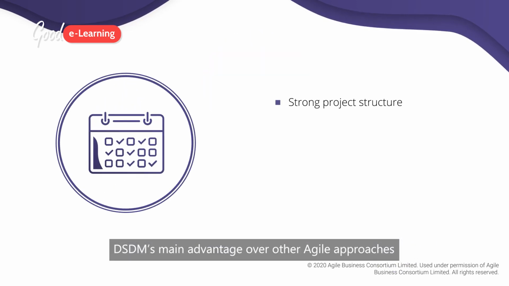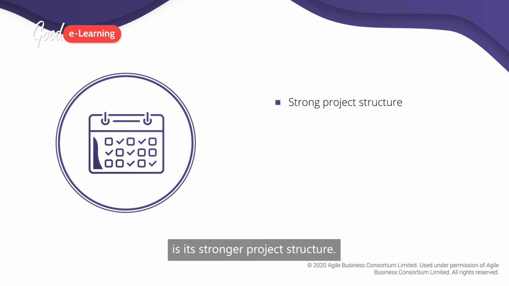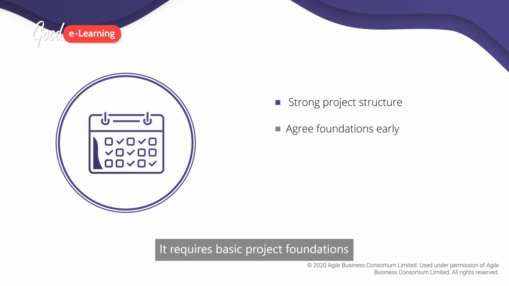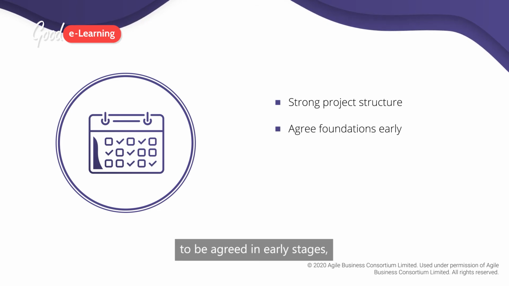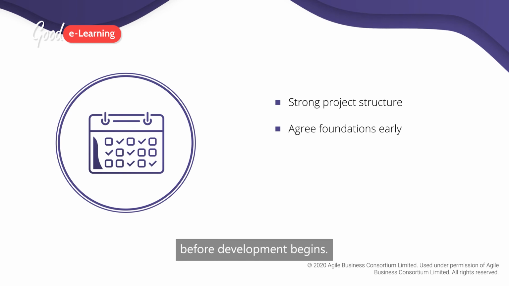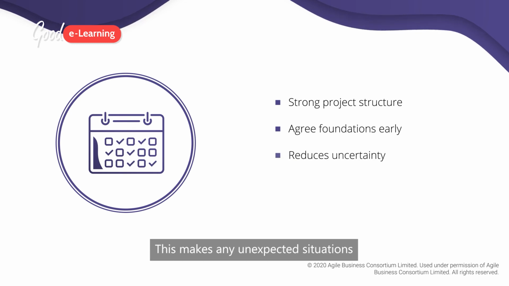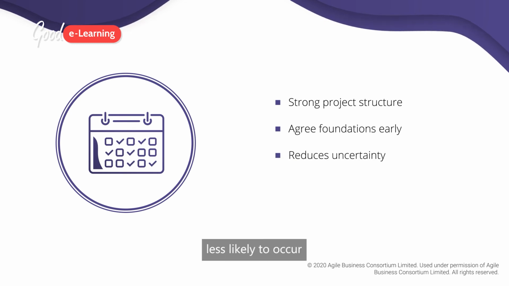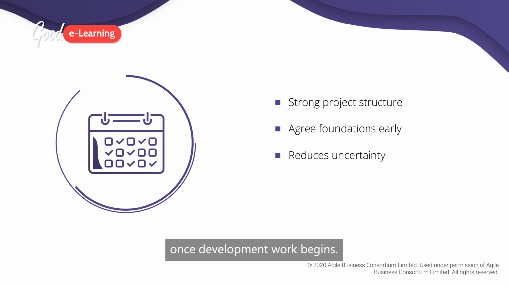DSDM's main advantage over other Agile approaches is its stronger project structure. It requires basic project foundations to be agreed in early stages, allowing an understanding of the project scope, solution characteristics, and development method before development begins. This makes any unexpected situations less likely to occur once development work begins.